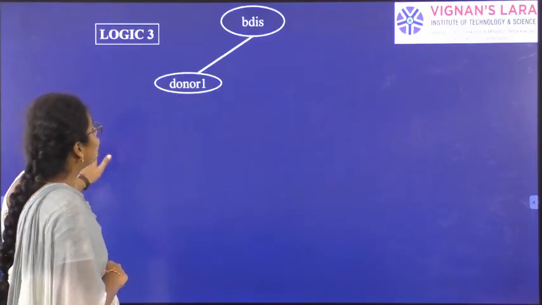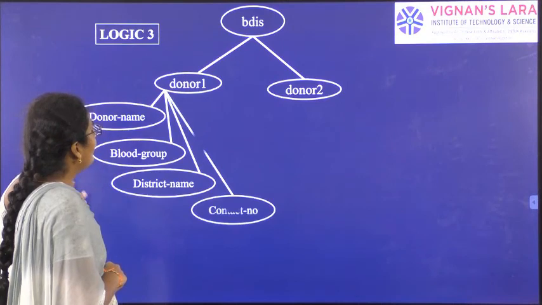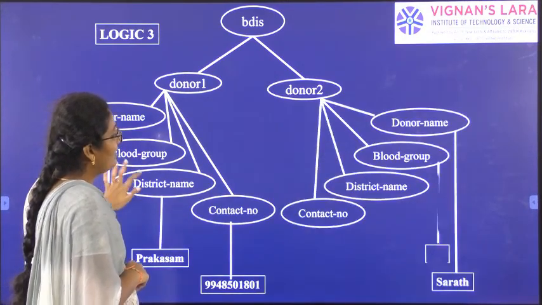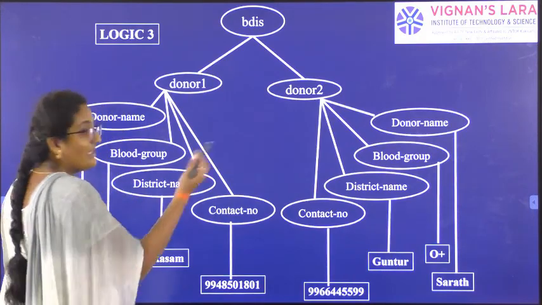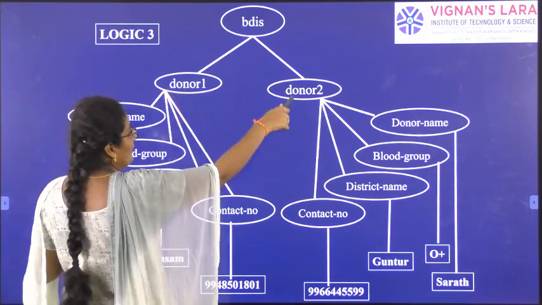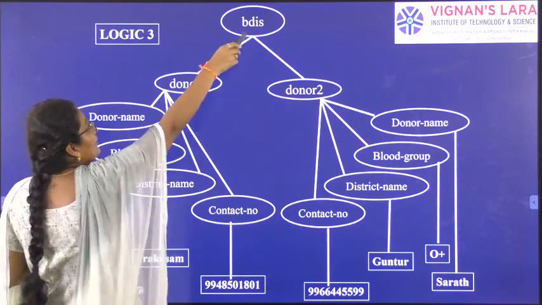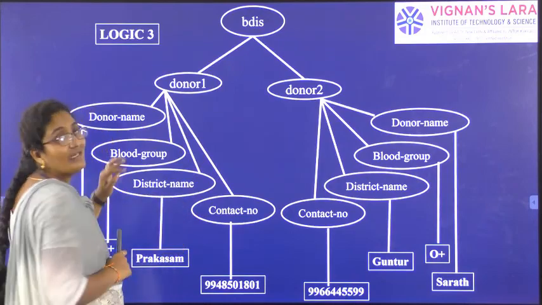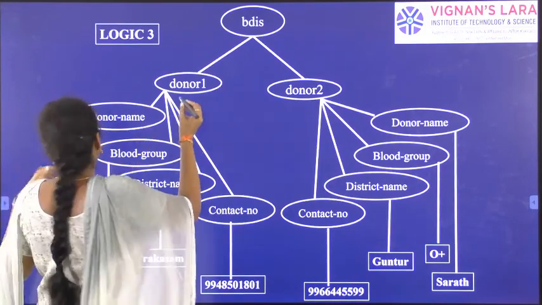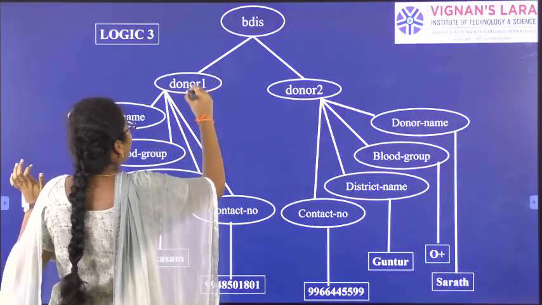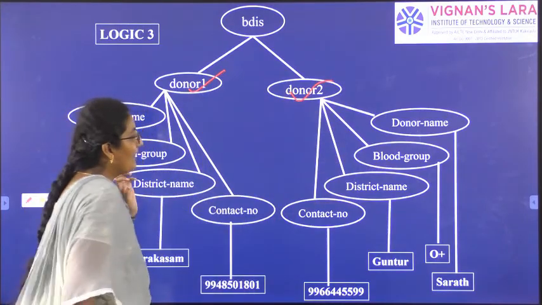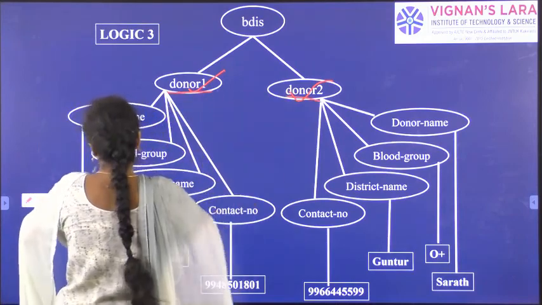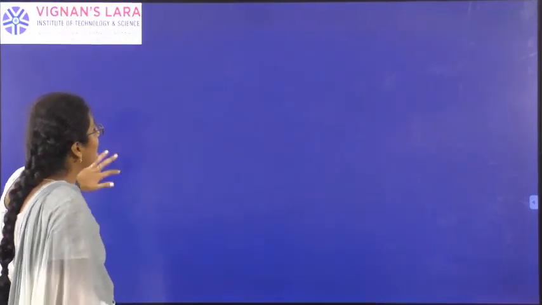So we'll see what logic 3 is. See, in logic 3 what we are doing, we are specifying the donor names like donor 1 and 2. See, in the first example there is no concept of donor tags, only the root element we have. In the second example we have only donor elements, but in the third logic I am specifying donor 1 and donor 2. Rest of the logic is the same. See how the code will be for this.